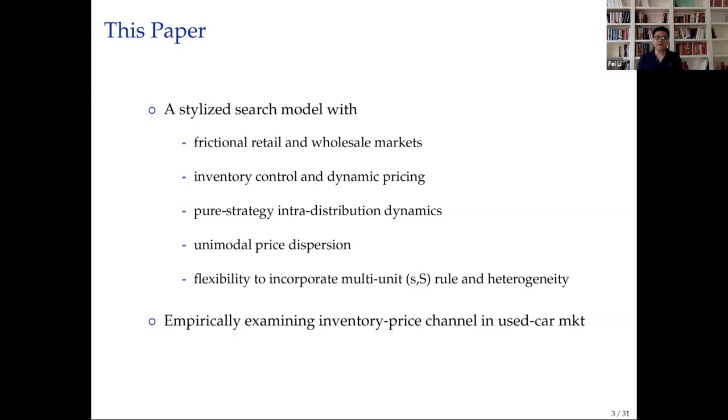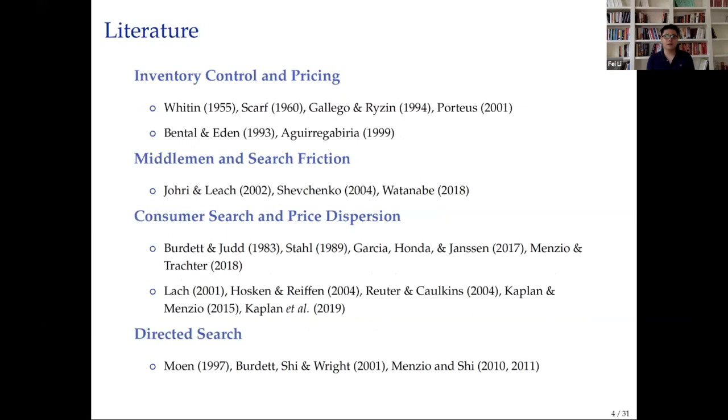And at the end, if we have time, I will show you that we empirically examine the connection between inventory and price in a big market, which is the used car market. And the intermediary in this market is going to be the used car dealer. So I will skip the literature because of the time constraint. I will jump to the model.